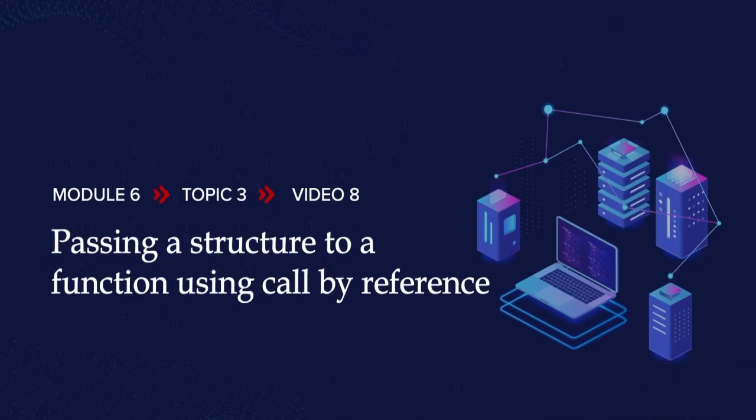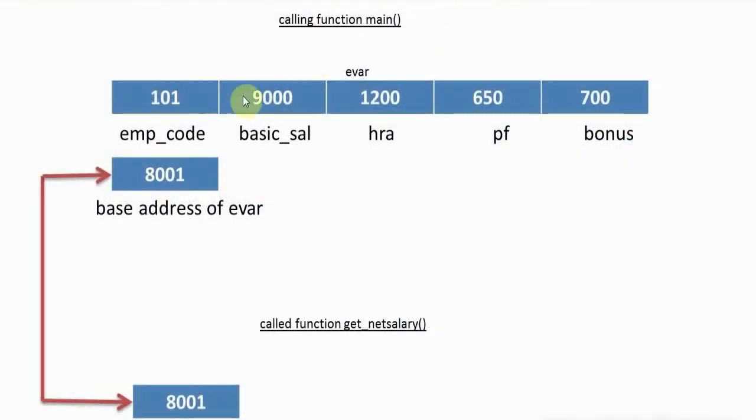In this lecture, we will learn how we can pass a structure to a function using call by reference. That means we would be passing the address of the structure. This is the structure variable that we have declared in our program. I'm going to show you the program.